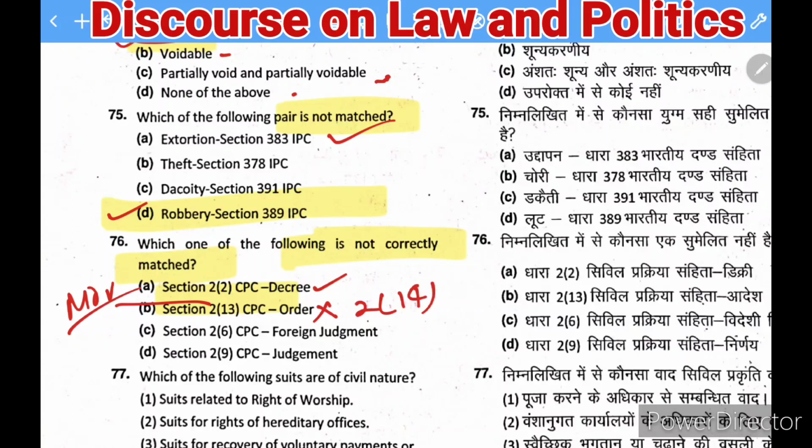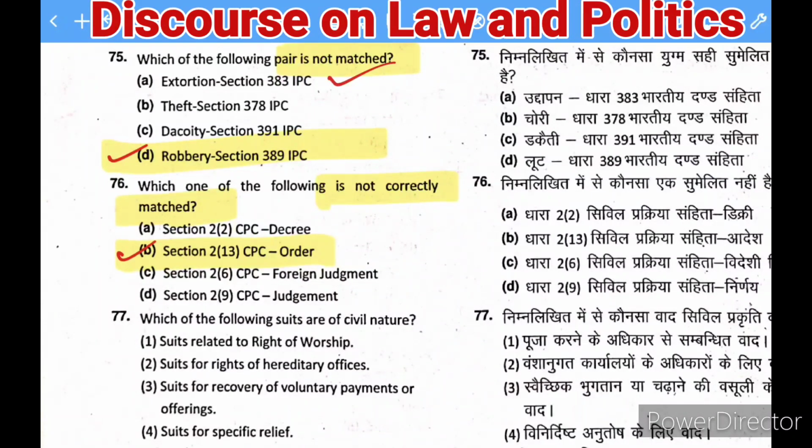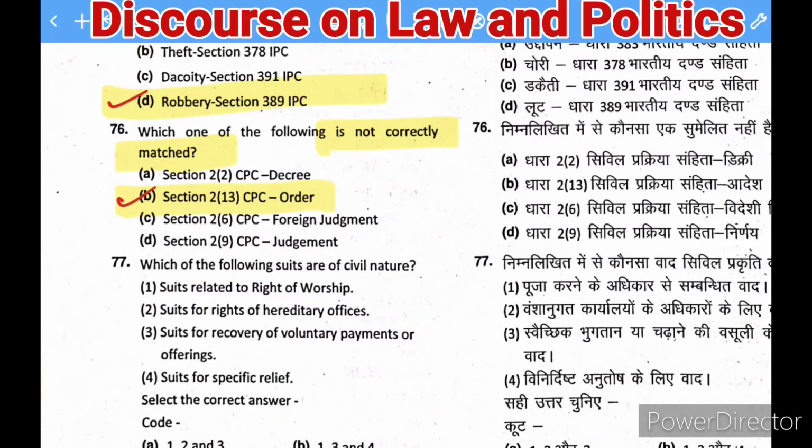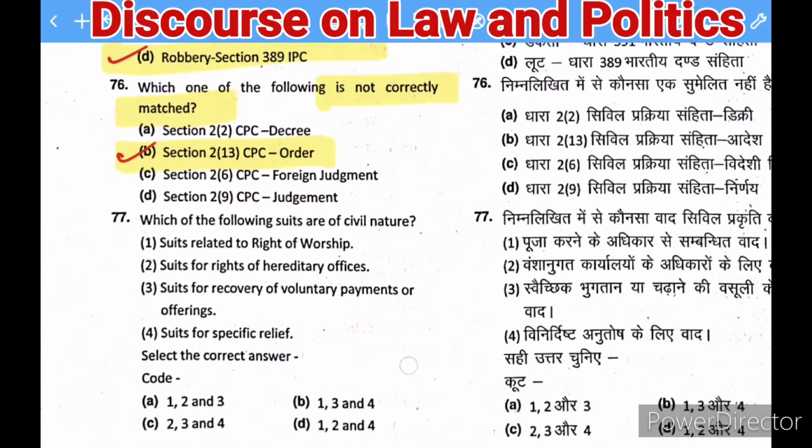Section 2 clause 6 of CPC is foreign judgment, yes, it is correctly matched. Section 2 clause 9 of the CPC is also correctly matched, which is judgment. So the right answer for this question, which is not correctly matched, is section 2 clause 3, because in section 2 clause 3 the movable property has been discussed, and 214 talks about the order. So it is not about the order, it is only about the movable property, so it is not correctly matched.